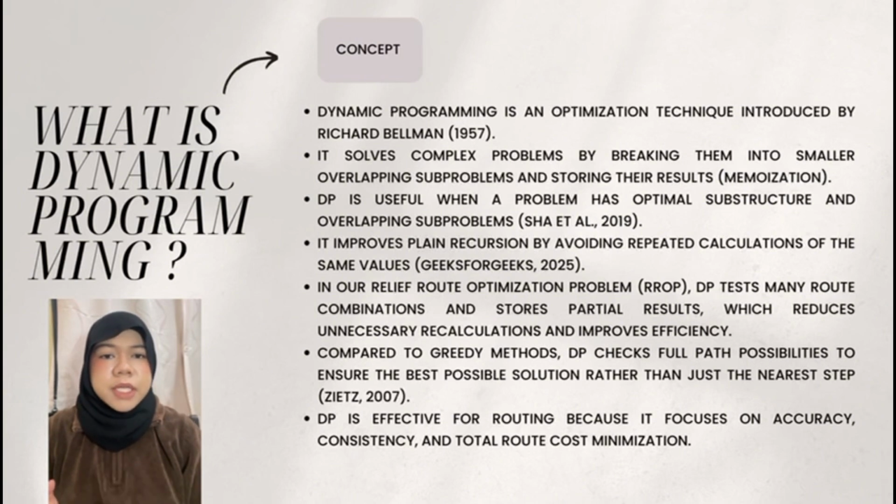Why do we use DP for the RROP? In the naval relief operation, we need to find the best route to deliver supplies to multiple ports. Dynamic programming helps calculate the shortest possible route by trying different combinations and keeping only the best result. This gives a more accurate answer than using a greedy or a simple backtracking.